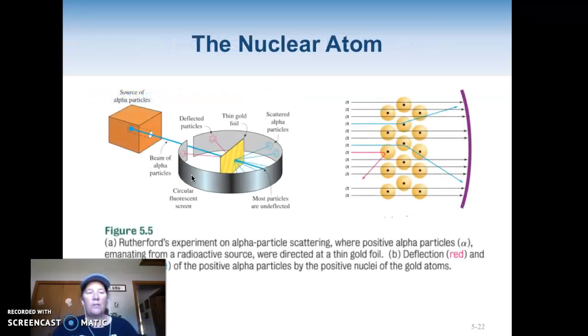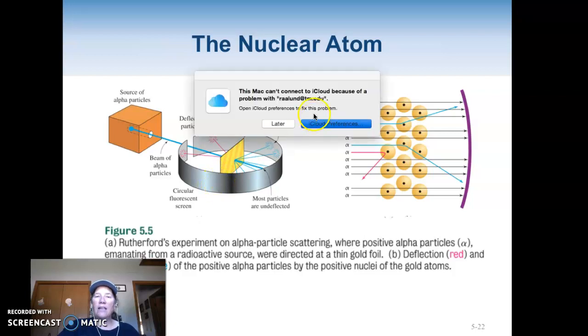All right. So now we have this plum pudding model of Thomson, where he said you had this big blob and it has all these electrons. Well, then this guy by the name of Ernest Rutherford came along and did some experiments. What he did was pass a beam through gold foil. This was the element he worked with.